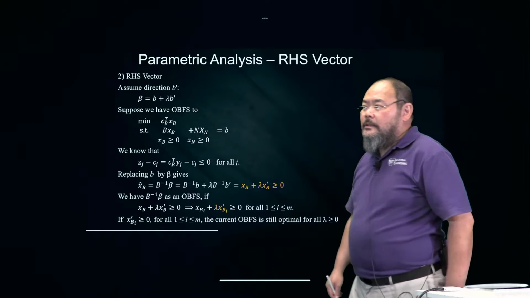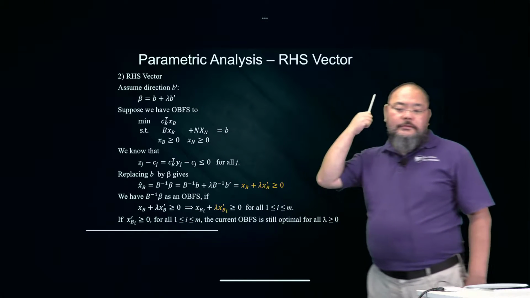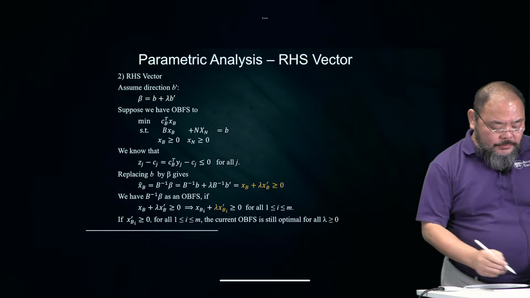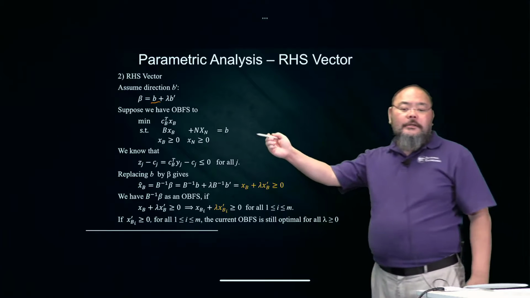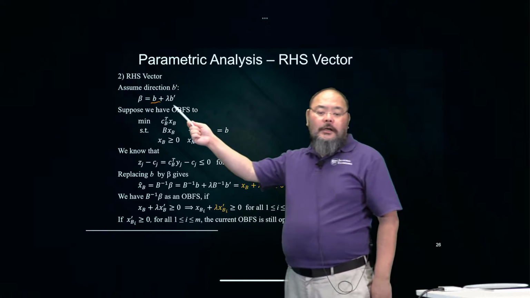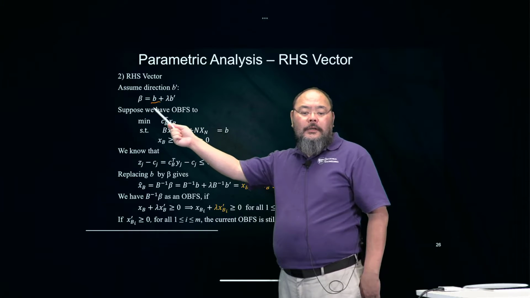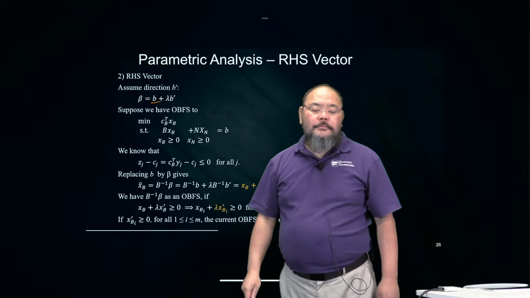What if, okay, now the next one. What if this is the right-hand side change, which is the B change? The current B, with the lambda, with this parameter, changes towards a direction called B prime, and the new right-hand side is called beta.